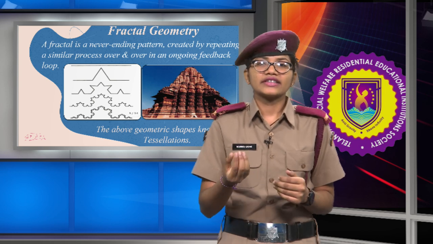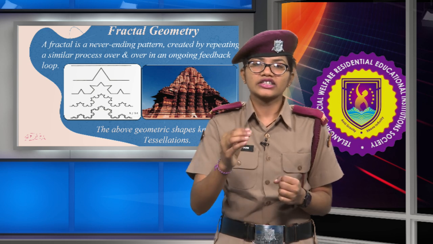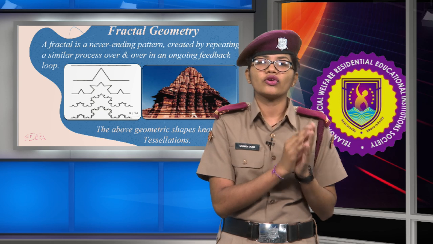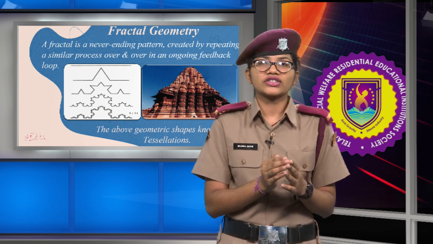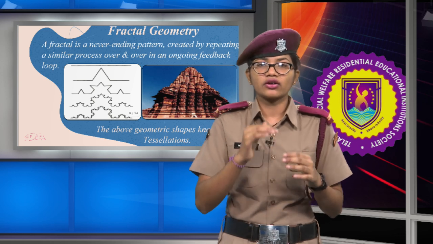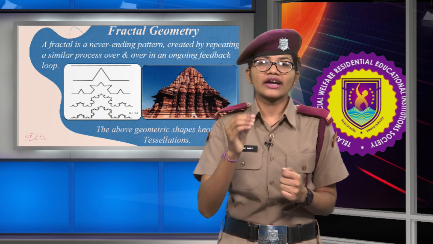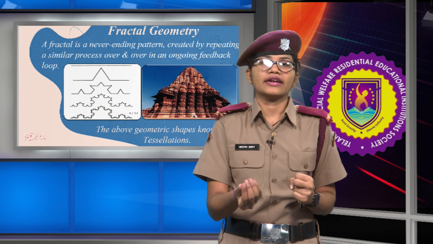Here we are seeing a temple which is enclosed with geometrical shapes inside it. These geometrical shapes are also known as tessellations. It means it was created in a loop of structure with the geometrical shapes enclosed in it. The temples are formed with the principle of fractal geometry, which is repeated over and over again.